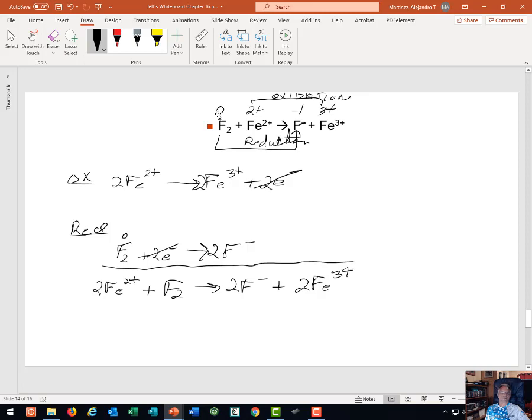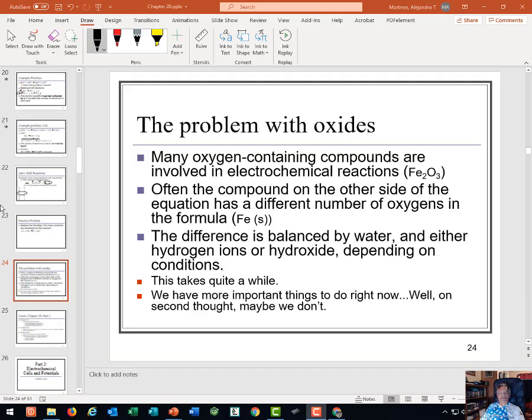I've got 2 irons, 2 irons, 2 fluorines, 2 fluorines. I've got 2 times a 2 plus is 4 plus. 2 times a 3 plus is 6 plus, 2 times negative 1 is negative 2, plus 6 plus is 4 plus. So I have a 4 plus on this side and a 4 plus on this side. Both mass and charge have been balanced. So far I've kept the balancing of redox reactions very simple. We just wanted to figure out how many electrons were being transferred and how to get mass and charge balance.